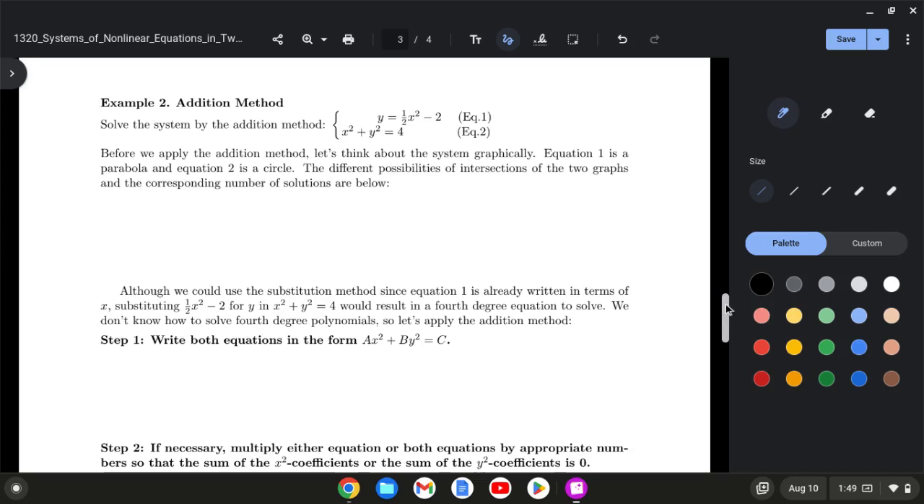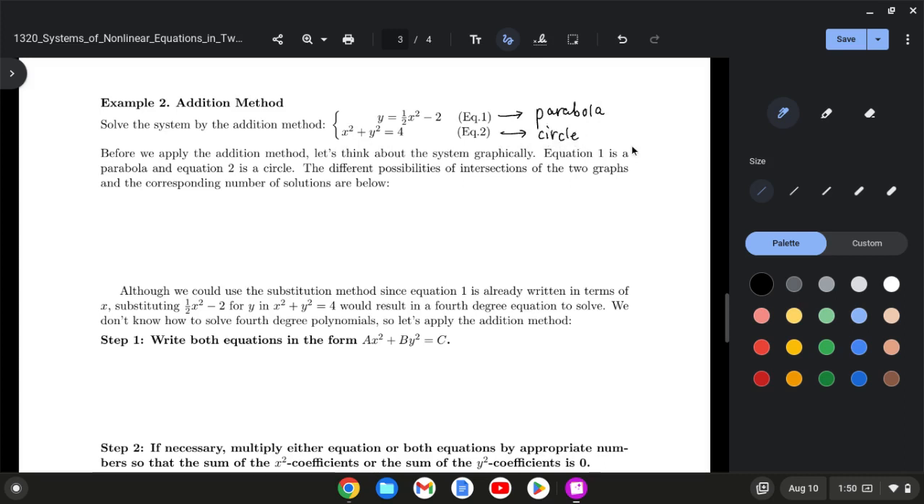Going to go ahead and do a practice problem with the addition method. So here we have our system, y equals 1/2 x squared minus 2, and x squared plus y squared equals 4. So first thing, let's identify what these equations' graphs are. This first one is actually going to be a parabola because we have an x squared and our y is just first degree. And then our second equation is our circle.